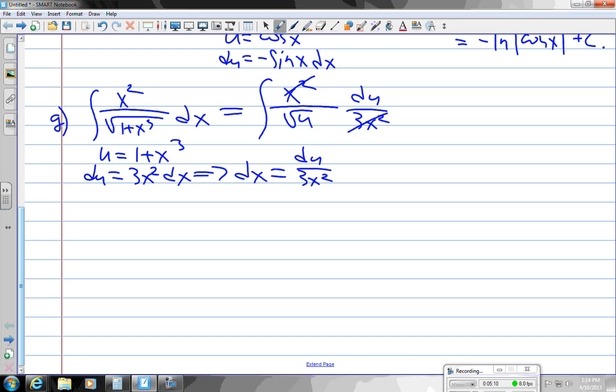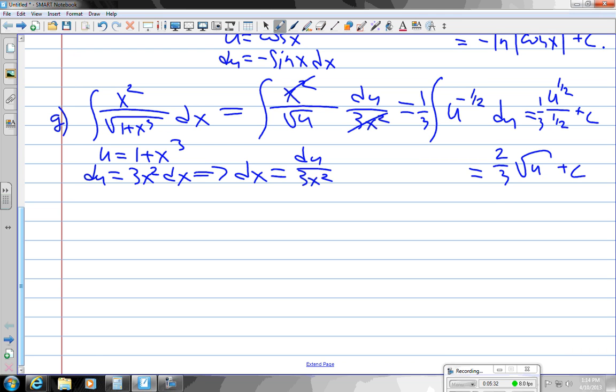x squared cancels with x squared, so we're left with, if I rewrite this, u to the negative 1/2 power du. And when you integrate that, you add 1 and you divide by 1/2. And I'm losing a third, right? There's a third. So that really becomes 2/3 square root of u. I'm going to substitute back. So we get that. Is that okay?